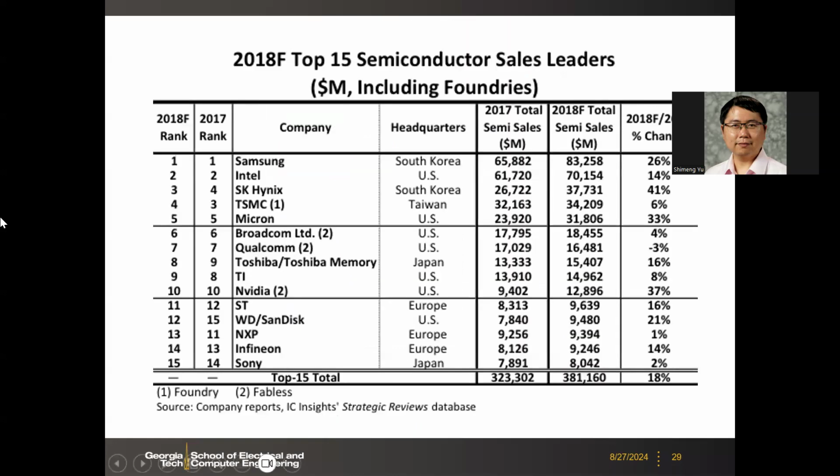And 2018, SK ramped up, and Micron is still here. And then you see for the first time NVIDIA moved to the top 10. And Qualcomm starts declining, as you can tell from the reasons in the market.